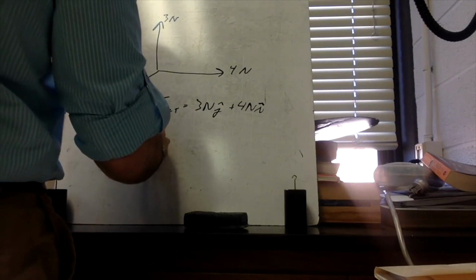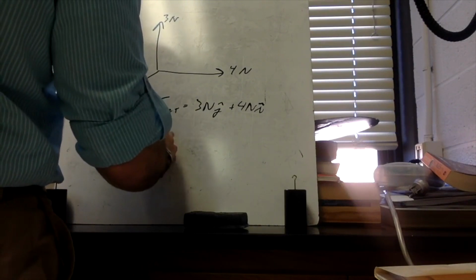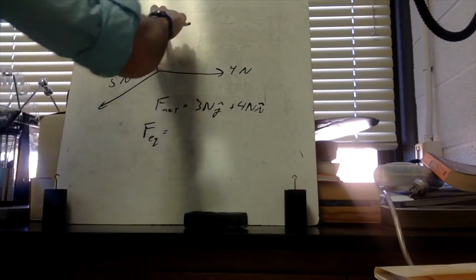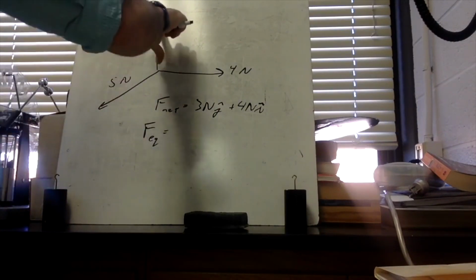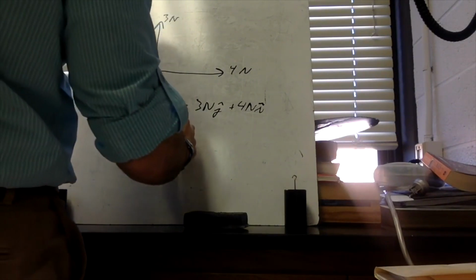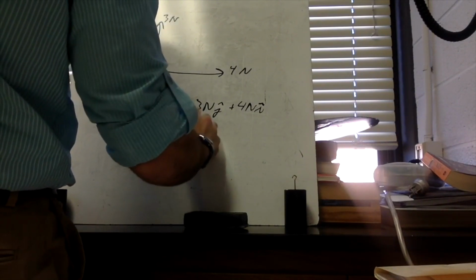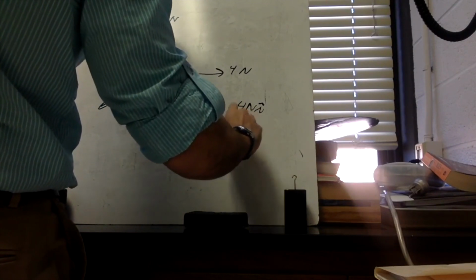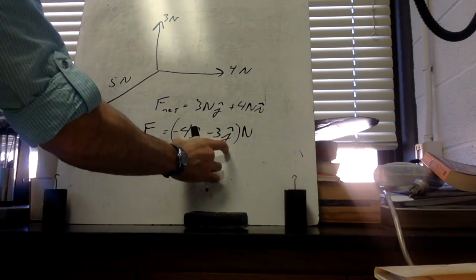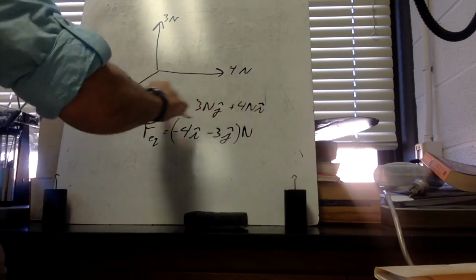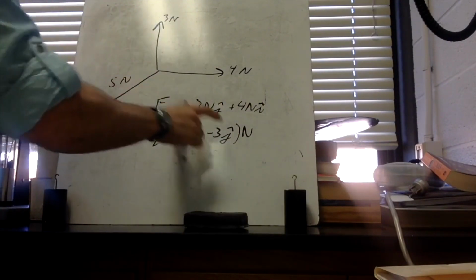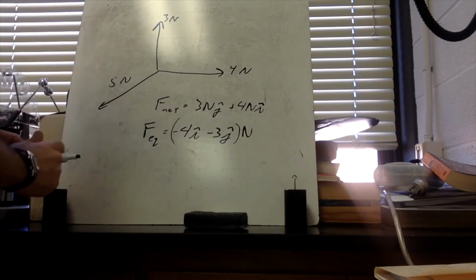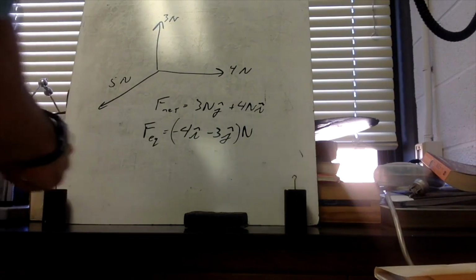So the equilibrant, F EQ, let's say the equilibrant force, it's just the negative of these two. I would need negative 4I minus 3J newtons. This is the force that's going to equalize this one. And then if I add this force to this situation, then I have an object that's in equilibrium. This is the equilibrant.